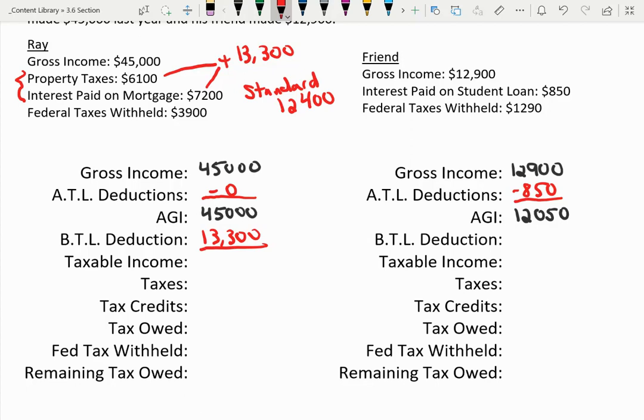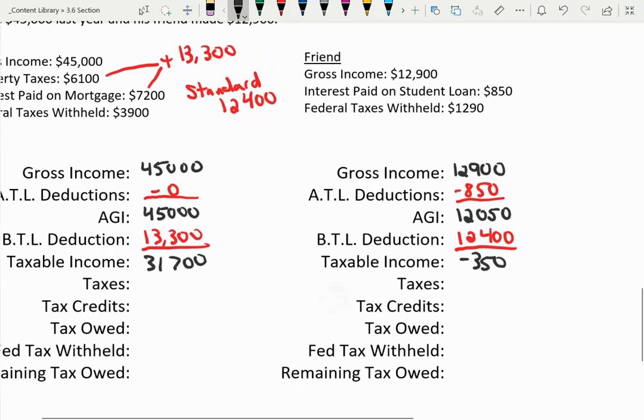In his friend's situation, he doesn't have any of that, so he's just going to take the standard deduction. That's 12,400. Now when you do the subtraction for Ray, he is left with taxable income of $31,700. In his friend's situation, it ends up being a negative 350. So he has zero income that could be taxed, because he basically ends up with zero taxable income.